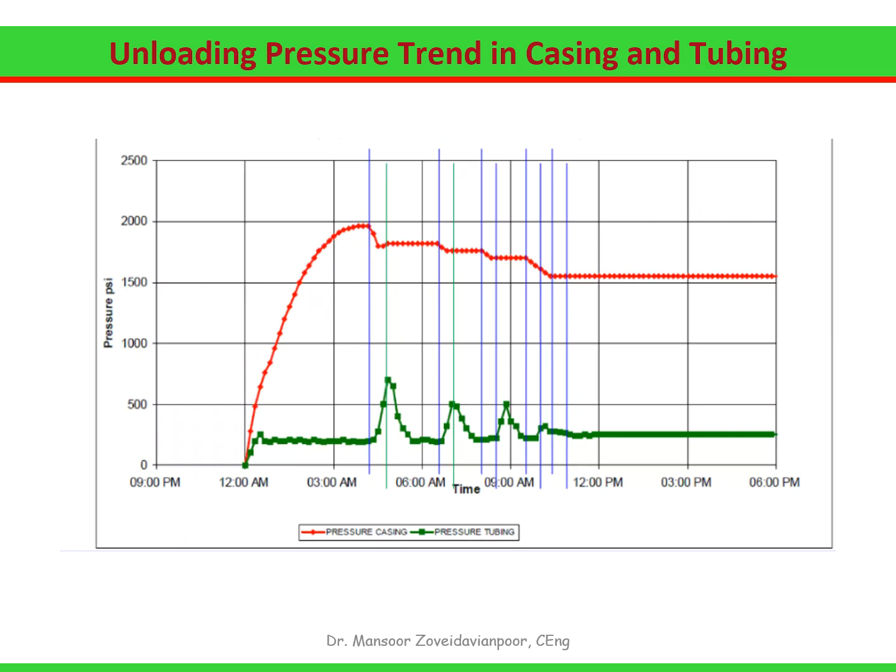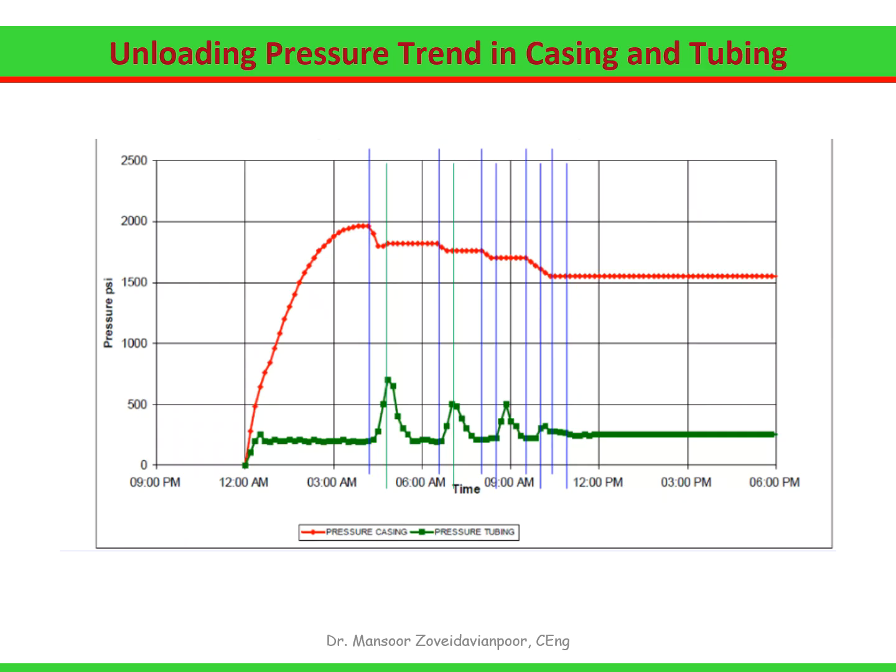As unloading progresses, the active injection point moves deeper, and the casing pressure gradually stabilizes. Eventually, both pressures level out. This indicates that unloading is complete and the well has reached its normal operating condition, with gas being injected through the operating valve. So this chart is essentially the pressure signature of a successful unloading operation.